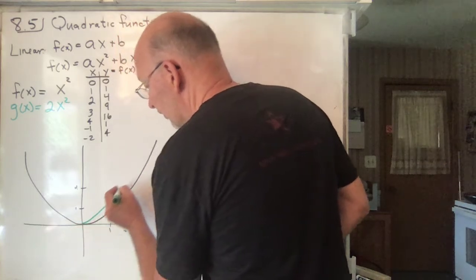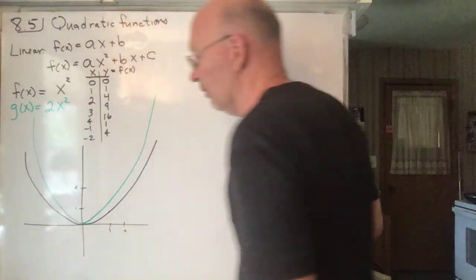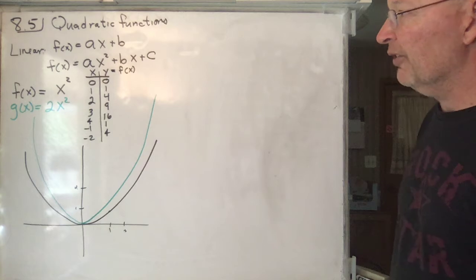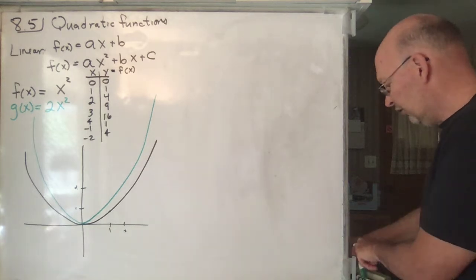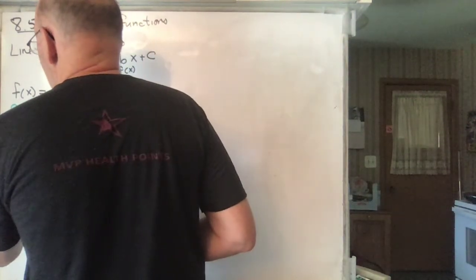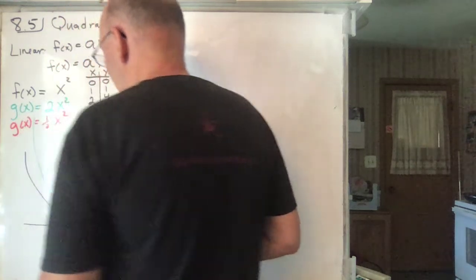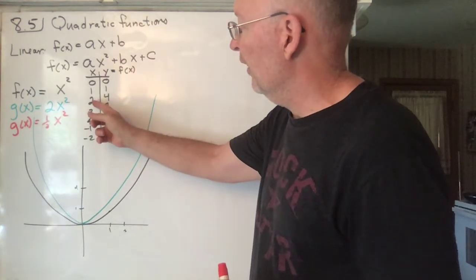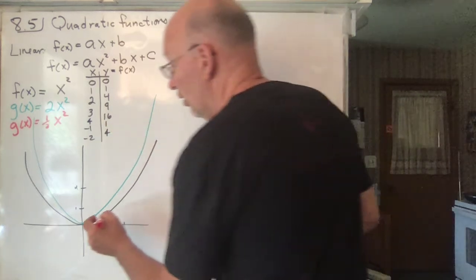So it's going to start at 0, and it'll look more like that. So it's going to be narrower and going up at a faster rate. So that's 2x squared. Similarly, if you were to use, say, 1/2 x squared, then that one is going to go up at a lesser rate. Agreed? Because now for any value of x you put in, instead of 9, it's going to be 9/2. So it'll look like this.